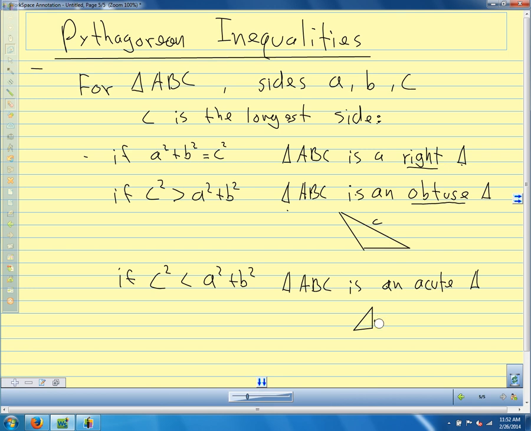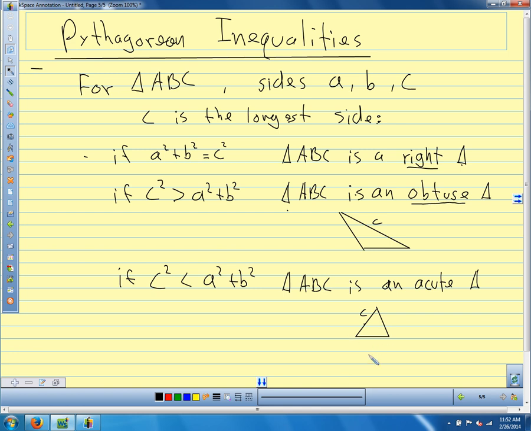Whoops, that's not side C. This is side C, the long side. And I didn't even make my triangle acute. Let me redraw my acute triangle. There we go. So that's going to be side C. Side C is too short to make that a right triangle.